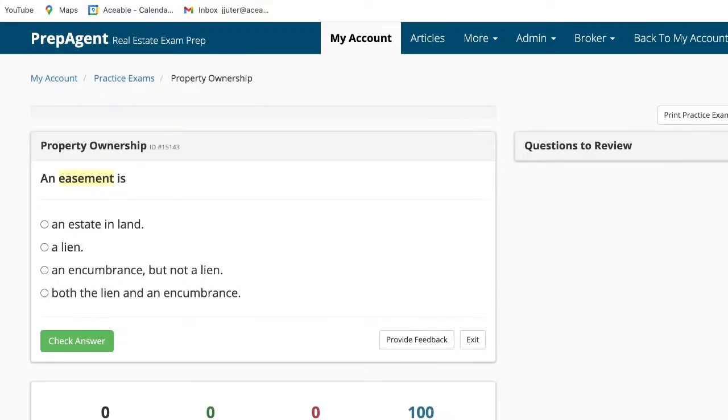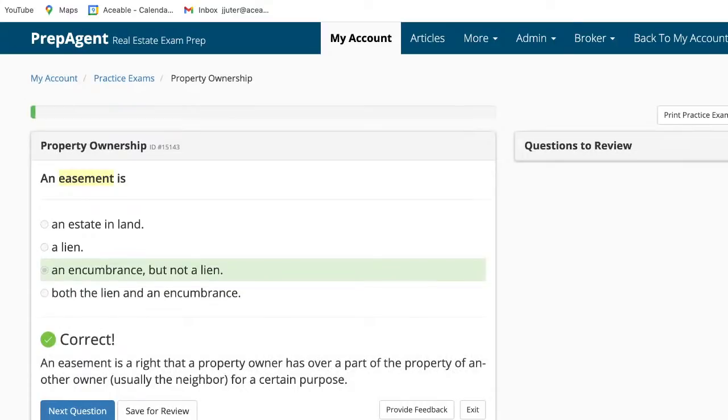What do you guys think? It is an encumbrance. First and foremost, it's an encumbrance. So all you guys saying C, C, C. Not my question, but all right, fine. If you're going to be like that, I'll click C. Okay, it is an encumbrance.